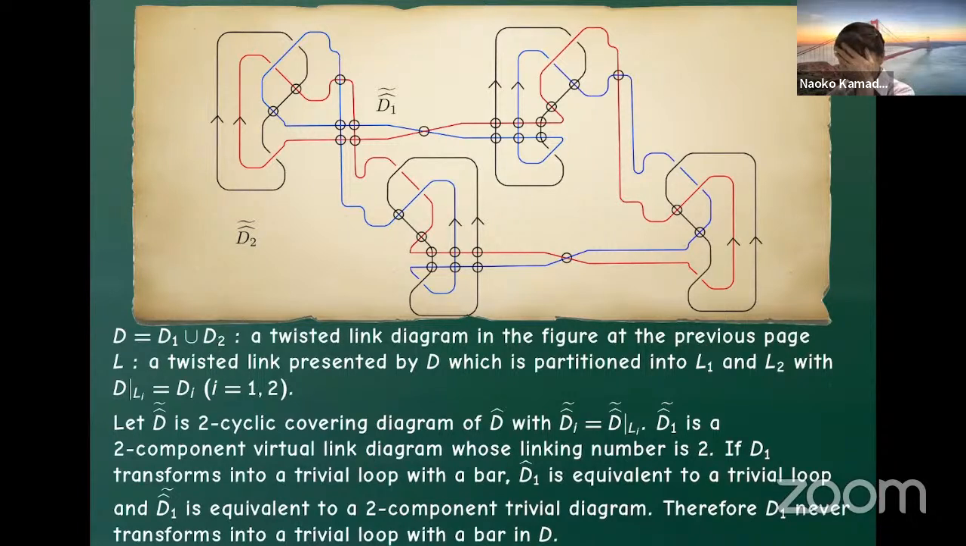Sorry, I don't catch your question. Maybe my covering is different from your covering, because I just transform around virtual crossings, but maybe your case is a parallel one, right?